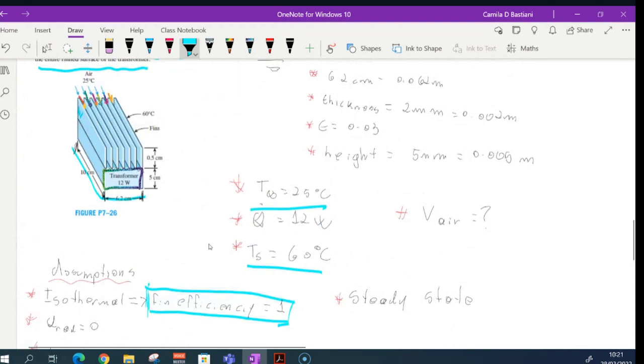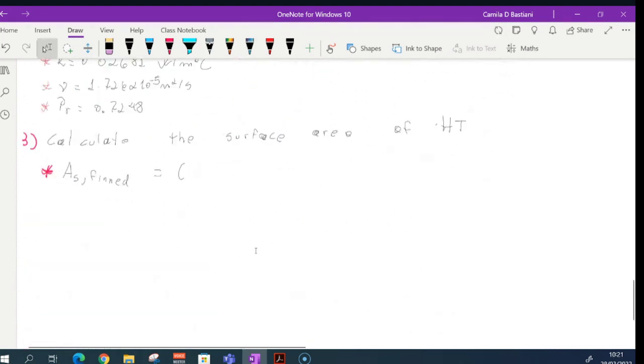Each fin has 2 sides, okay, front and back. And I have 7 fins, so each fin has 2 sides, and I have 7 fins, all that multiplied by the area of one fin, 0.1 meter by 0.005 meter. Those are the dimensions of my fin.